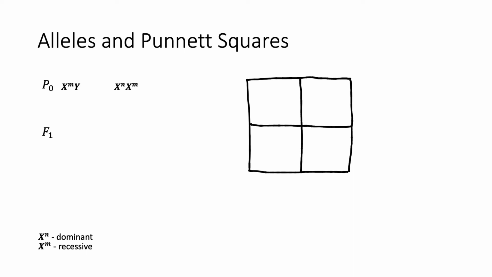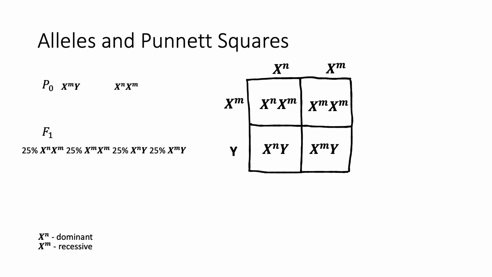As always, the sides will be genotypes, specifically XMY and XNXM. So the resulting combinations will be XNXM, XMXM, XNY, and XMY. So basically, a 25% chance for one of four unique genotypes. However, the phenotype is split 50-50 because XMXM and XMY will have the mutated phenotype, while XNXM and XNY will not.